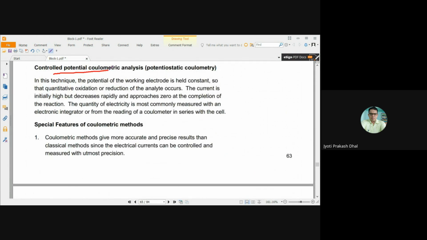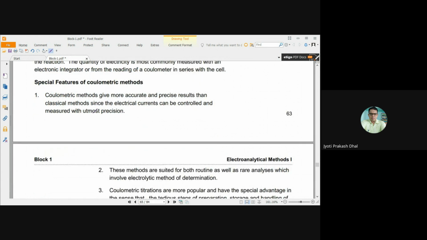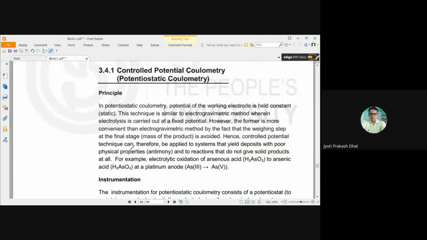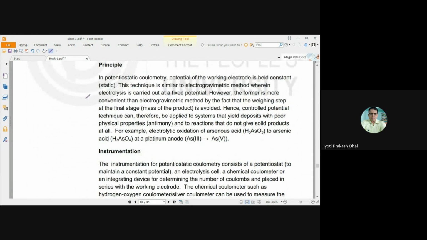Then the controlled potential coulometric analysis, that is called potentiostatic coulometry, and the special features of the coulometric method. So here these are the special features. And now coming to the controlled potential coulometry, that is called potentiostatic coulometry. So here this is the principle. In potentiostatic coulometry, the potential of the working electrode is held constant. That's why the name is potentiostatic.